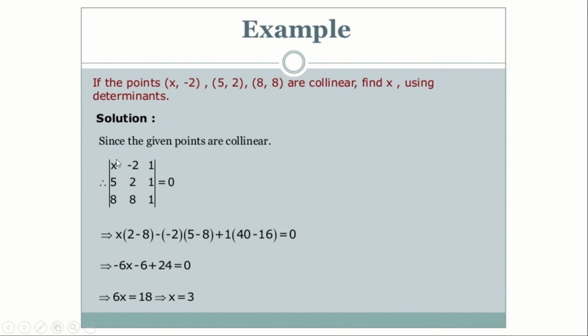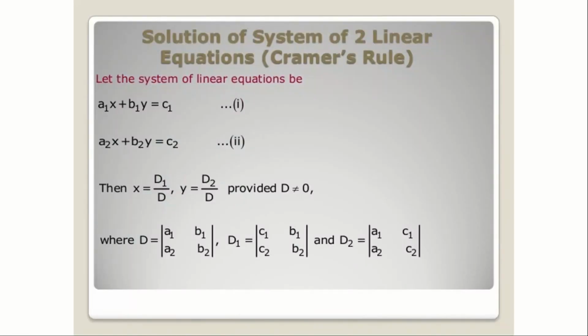Again we have to take the minors of it. The first element x into 2 minus 8, next is minus minus 2, so the row and column will be deleted, it will become 5 minus 8. Then 1 times, 5 8s are 40, 8 2s are 16, so 40 minus 16. When we solve it, we will get x is equal to 3. So this is the way of finding it by using the area of triangle formula.